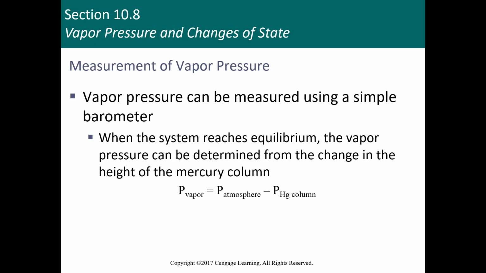All right, so vapor pressure, this can be measured using a simple barometer, just like you may remember from the first semester. So when the system reaches equilibrium, the vapor pressure can be determined from the change in the height of your mercury column in your barometer. So the pressure of vapor is equal to the pressure of the atmosphere minus that difference in the height.